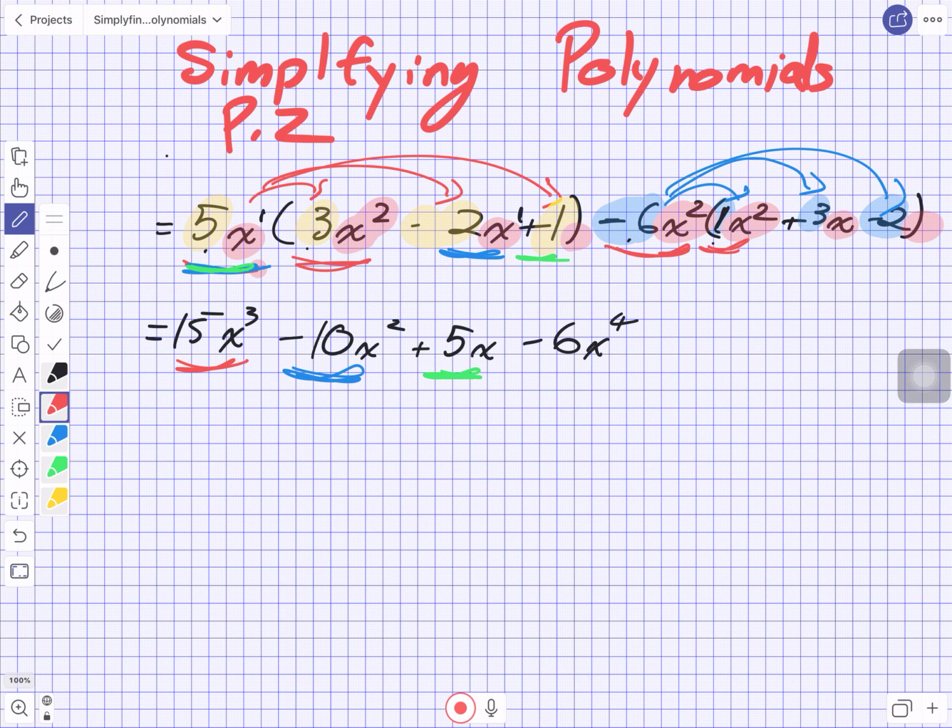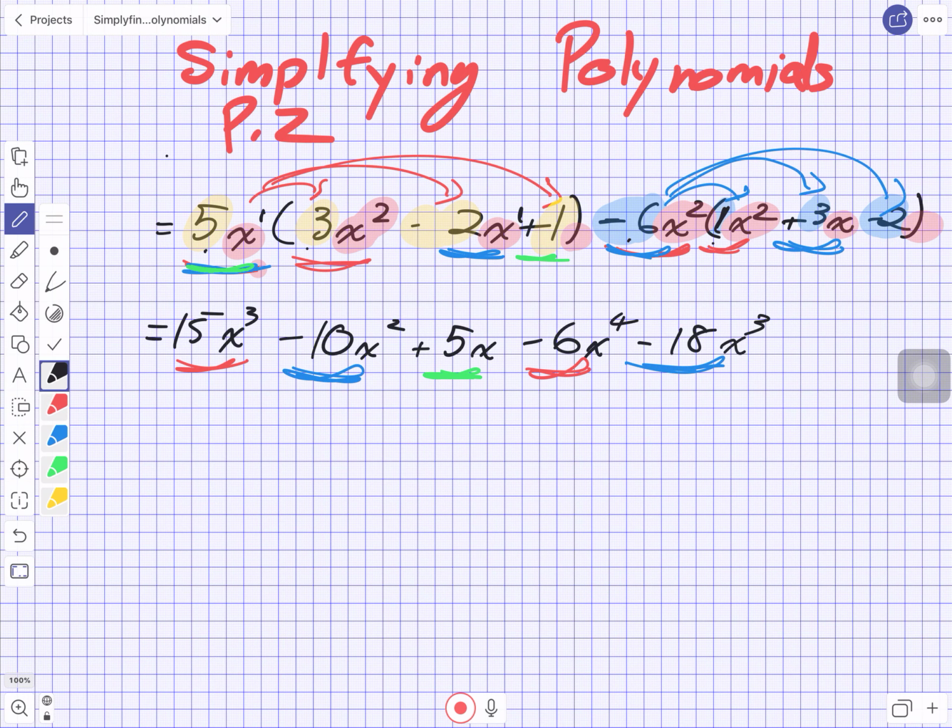Let's move on to our second one. So that's the answer to the first relationship, let's say. The second one, we have blue and blue. So we do our coefficients, negative 6 times 3. It's negative 18. And then our x to the power of 3. Very good. And then try that last one while I set this up.